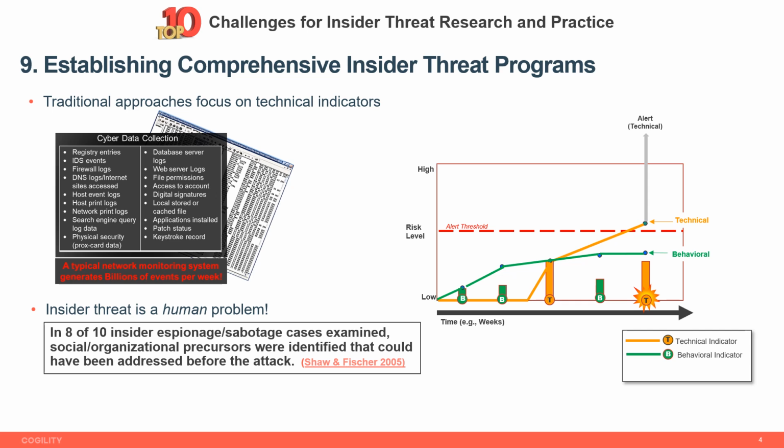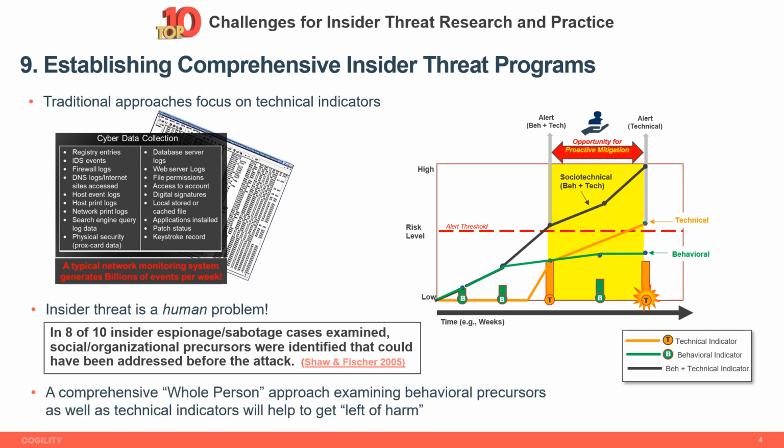Insider threat is a human problem. Research and case studies show us that the vast majority of malicious insider attacks are preceded by observed social behavioral precursors that could have been addressed before the attack. If such psychosocial data had been included in an overall more comprehensive approach, there might have been a greater opportunity to intervene, to provide a helping hand, and mitigate the risk before the incident occurred. A more comprehensive approach that includes behavioral indicators provides an opportunity to get left of harm.